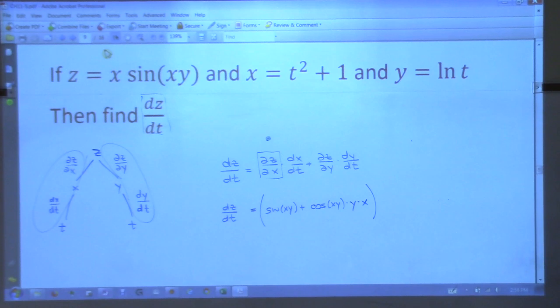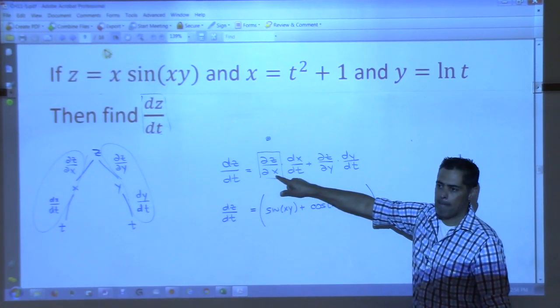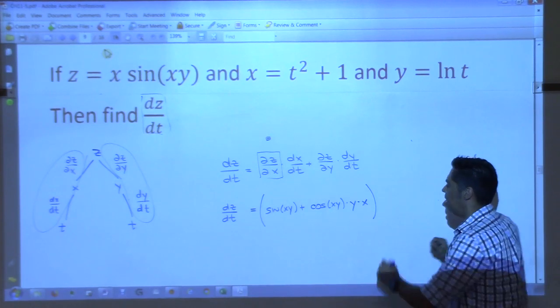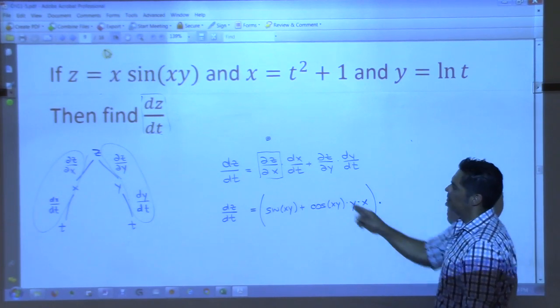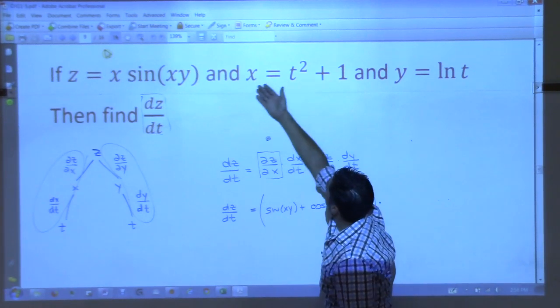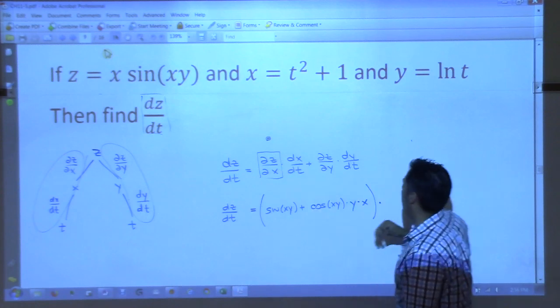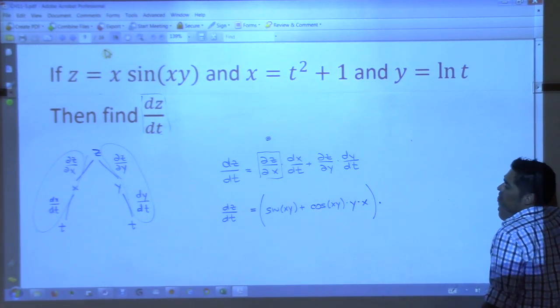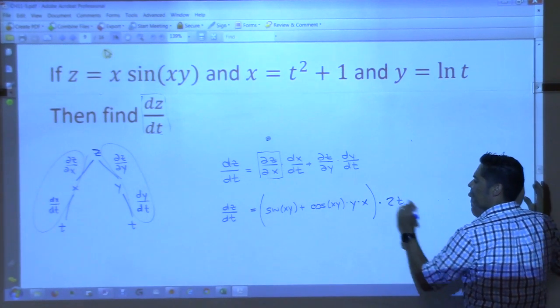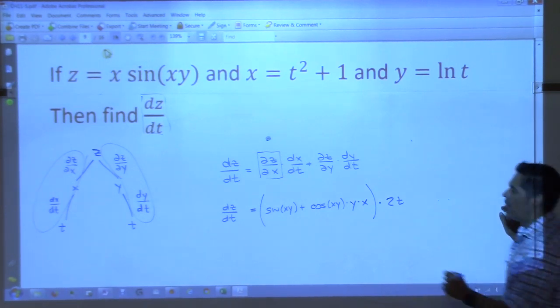That all right? That's just this, right? Yeah. Then I multiply that times dx dt. So I come over here, here's x, right? Okay, here's my relationship. I need to take the derivative of x with respect to t. So that is what? 2t. All right? So now I've done this part.